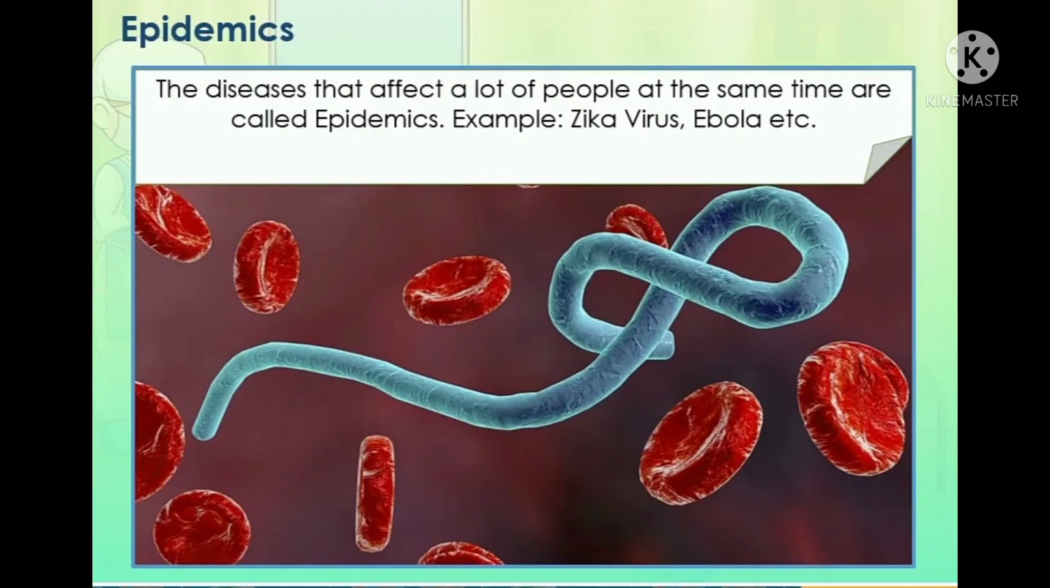Next, we can learn a new term, epidemics, children. What do you mean by epidemics? It is a disease that affects a large number of people at the same time in a certain area, like malaria, dengue fever, Zika virus, Ebola, and so on, children. These are all some of the examples of epidemics, children.